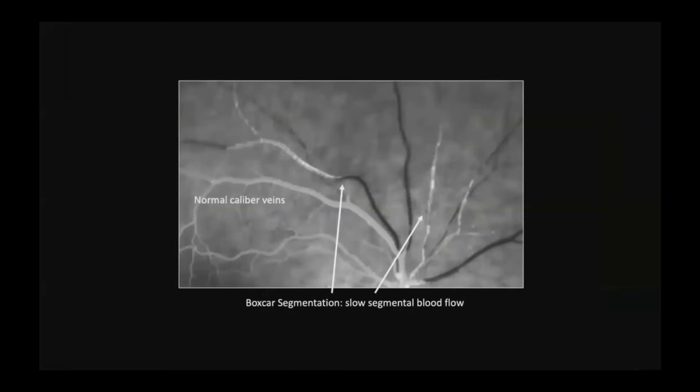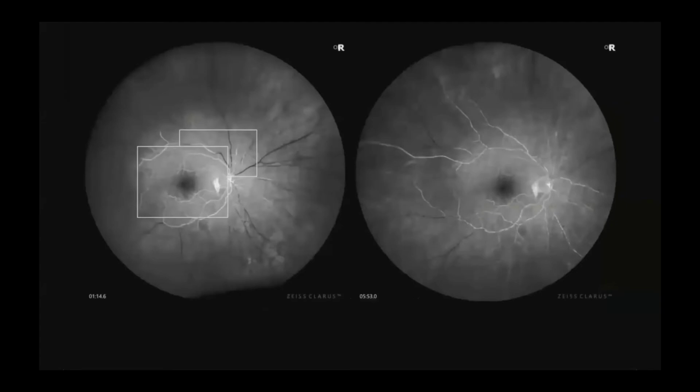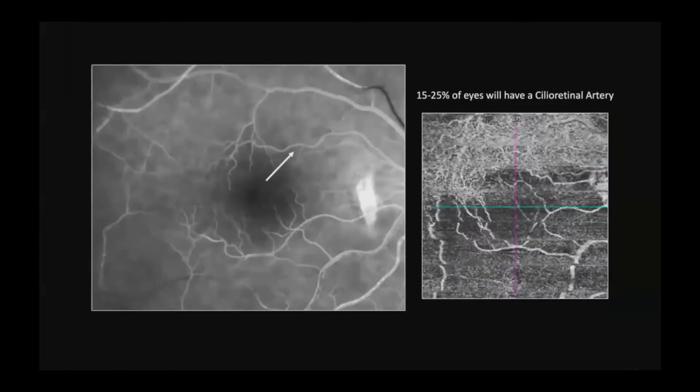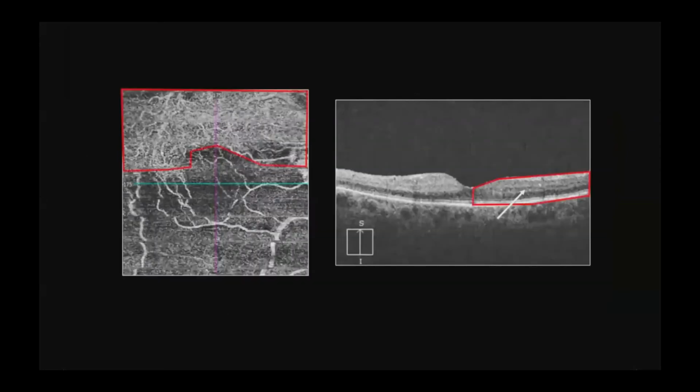The veins remain of relatively normal caliber. Importantly for this patient, if we look at the angiogram of the macula, we're able to see good blood flow through the superior artery. And this is because this is a cilioretinal artery, which occurs in about a quarter of the population. OCT angiography shows that this area still has a relatively preserved capillary plexus and is responsible for the preservation of the normal retinal architecture here in the superior macula.